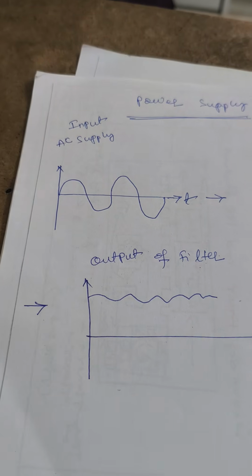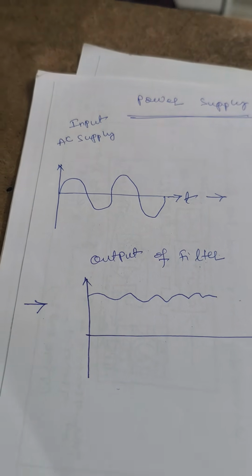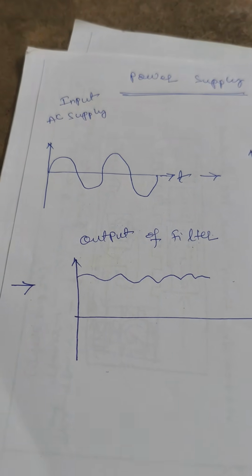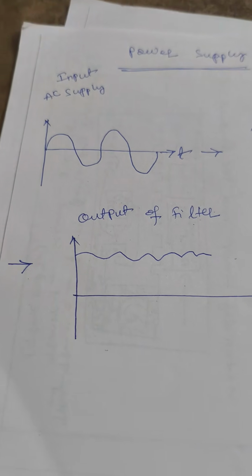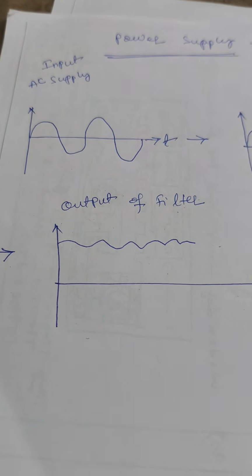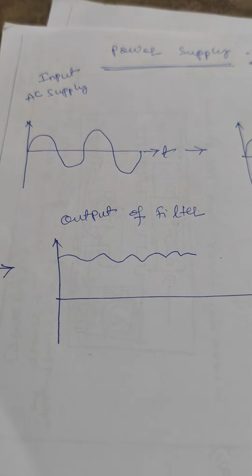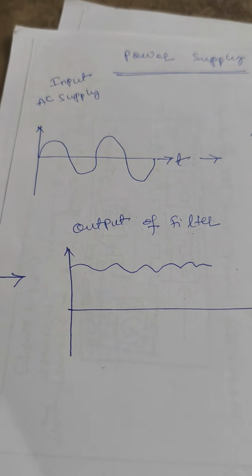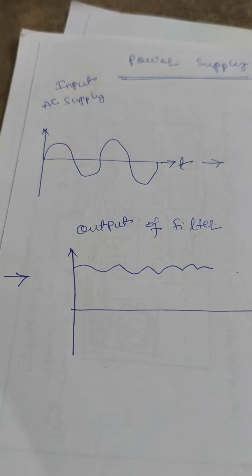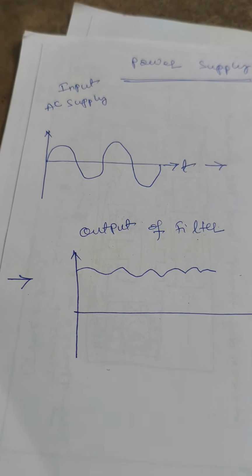Therefore, in all the houses here in Gulbarga, or in all the fields, we have the AC supply. But in some applications, for example a mobile charger, what comes to the home is how much voltage? 230 volt. That much power is there.